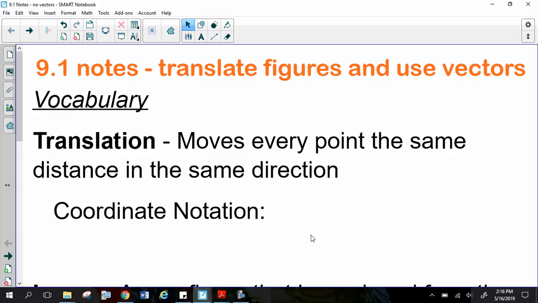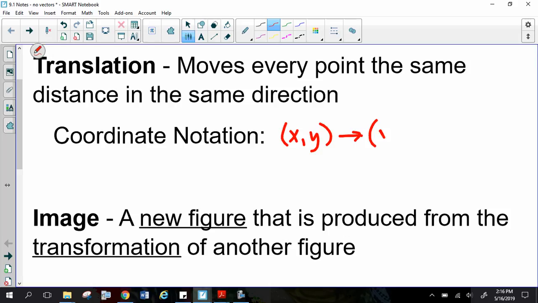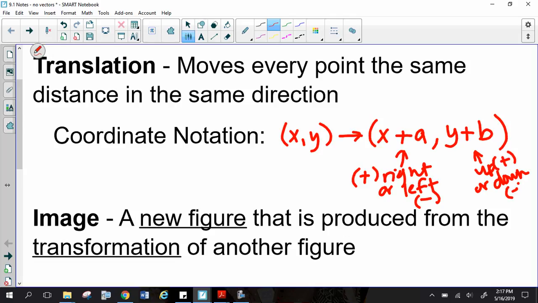So that's a translation. Our coordinate notation for that, each x, y coordinate is going to move a units to the right and b units up. And this can be right or left. So it'll be positive if you're going right, negative if you're going left, and this is up or down. Positive if I'm going up, negative if I'm going down.